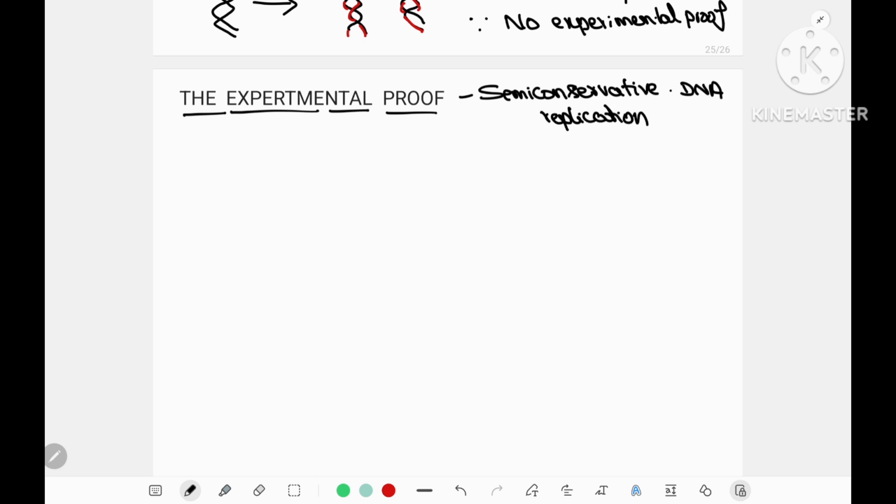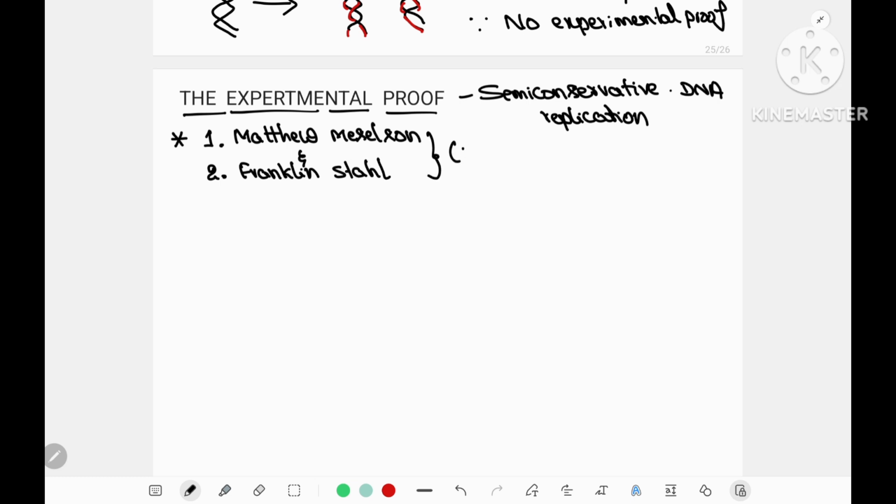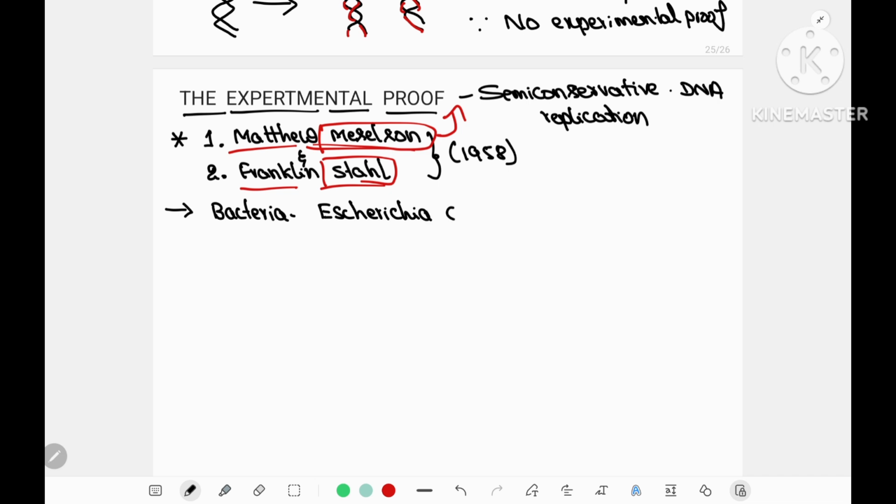Semi-conservative DNA replication was proved by two scientists, namely Matthew Meselson and Franklin Stahl, in the year 1958. You have to remember the two scientists' names, because in this chapter you will have many scientists and their contributions, so don't get confused. Matthew Meselson and Franklin Stahl in 1958 conducted an experiment to prove the semi-conservative method of DNA replication, and this experiment is popularly known as the Meselson and Stahl experiment.